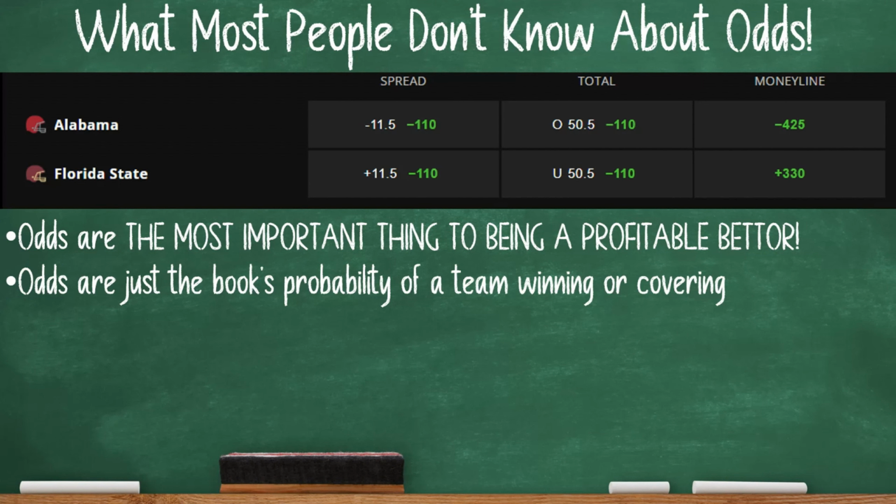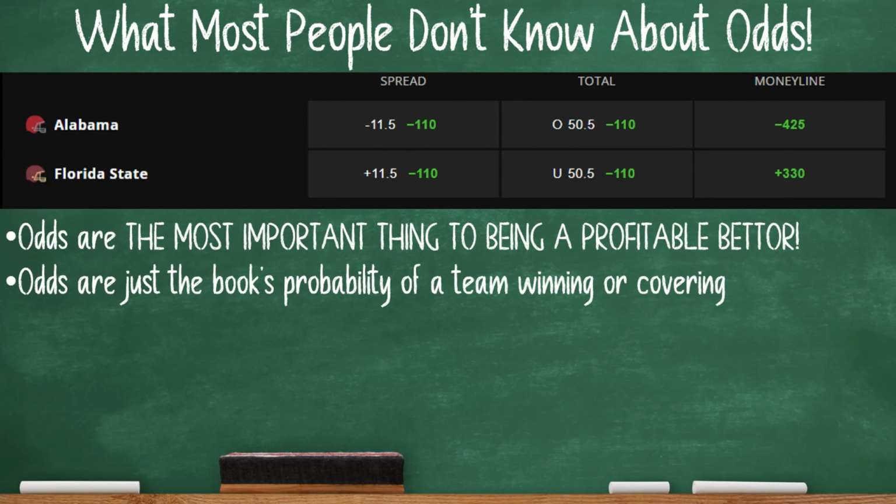Odds are just the book's probability of a team winning or covering. What I mean by that is, let's look at the money line, for instance. All those numbers, the minus 425 or plus 330, we call those American odds when they're whole numbers like that, minus and plus.